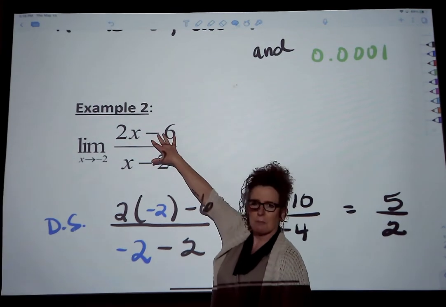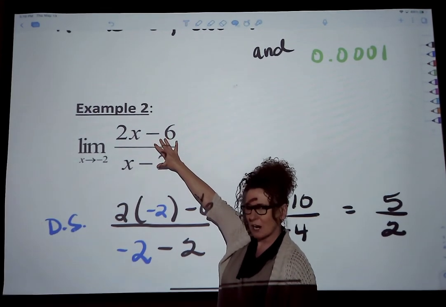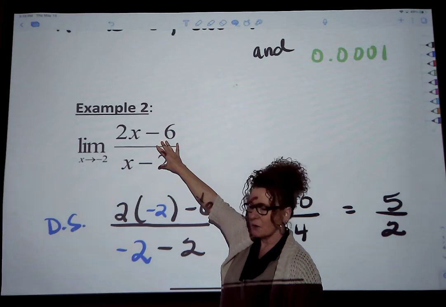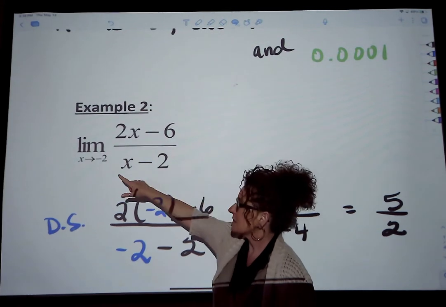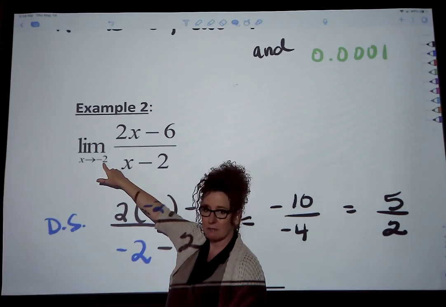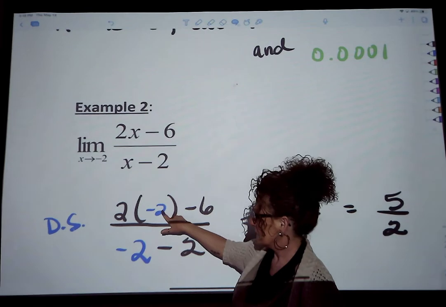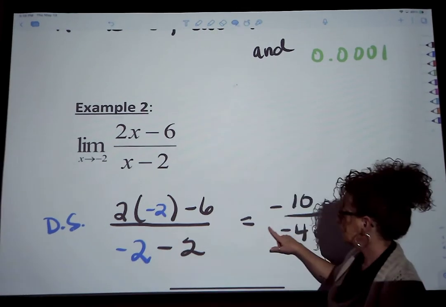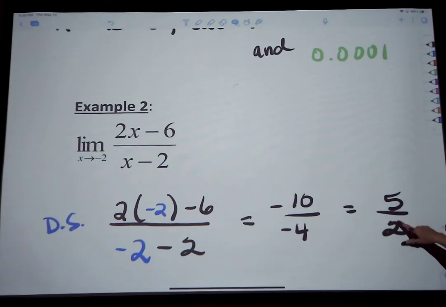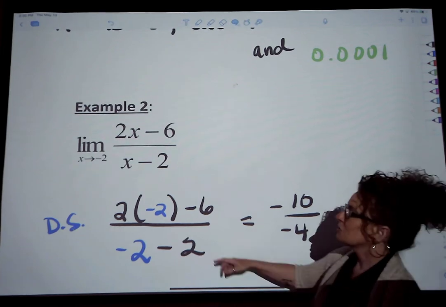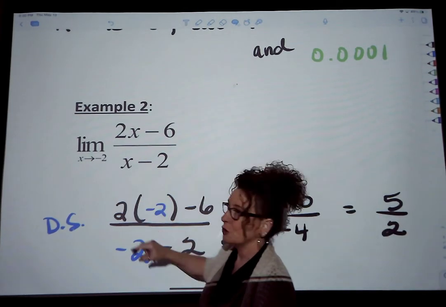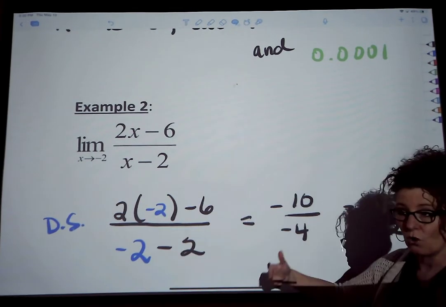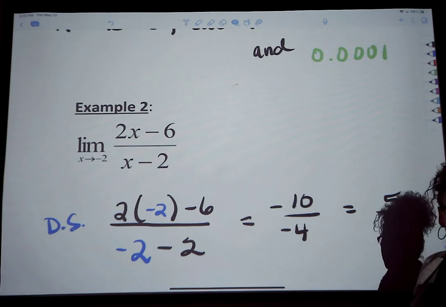Not such a common function. You probably don't know what the graph of that looks like already. It's okay. Let's try to find the limit as x approaches negative 2. Sub it in and find out. So sub in negative 2, sub in negative 2. Turns out I get positive 5/2. So as x gets close to negative 2, my y's are headed toward 5/2.